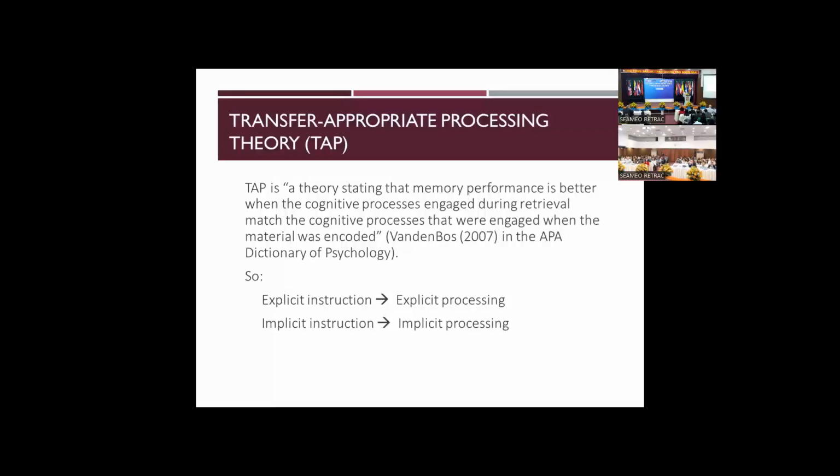Now, there's a very interesting theory called transfer appropriate processing theory, which is highly relevant to what I have just said. This theory states that memory performance is better when the cognitive processes engaged during retrieval match the cognitive processes that were engaged in when the material was encoded. Now, that sounds very technical, very academic. So let me try and say what it means.